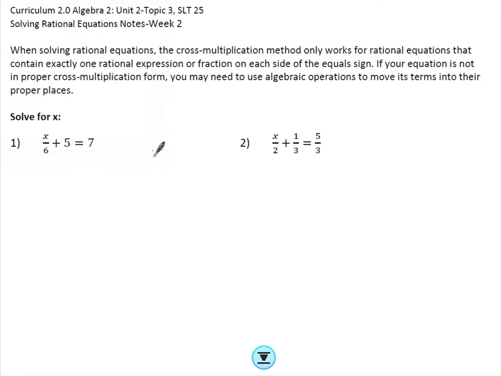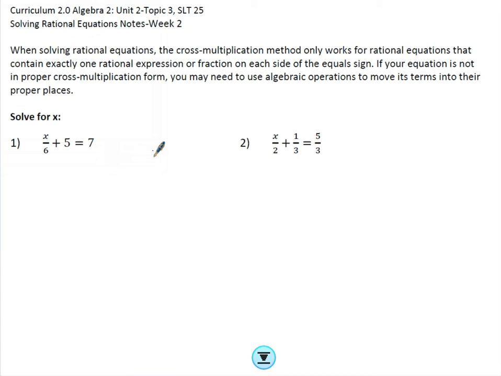Right, hi guys. We are back with the second week of solving rational equations. For these lessons, we're going to talk about solving rational equations using cross multiplication. But we're going to do some problems that are a little bit more complicated, and then we're also going to get into what an extraneous solution is in the context of rational equations, and how you can tell if the solution or solutions that you find are extraneous.